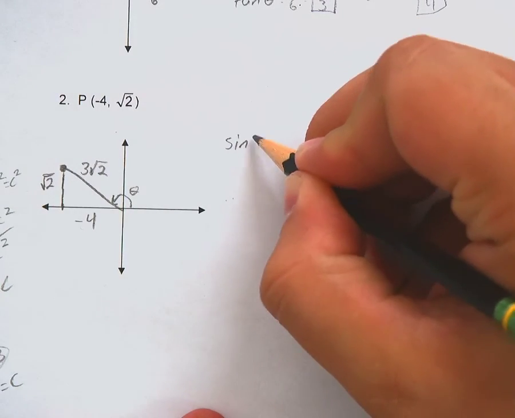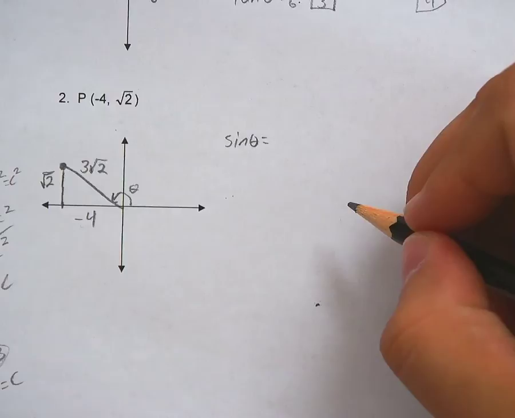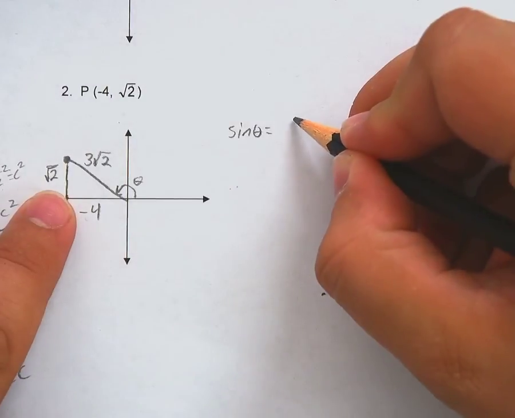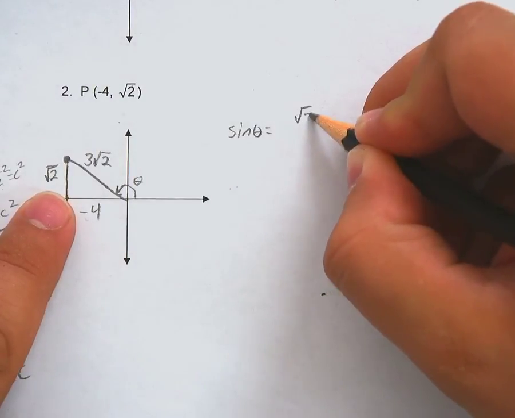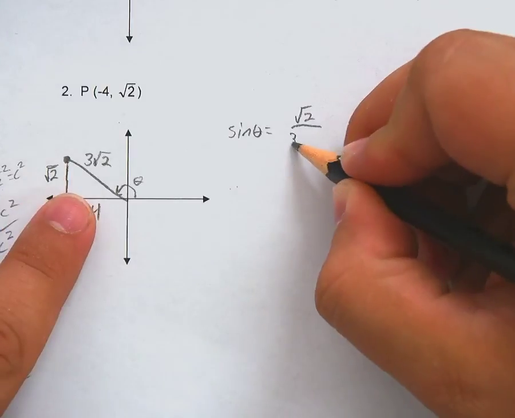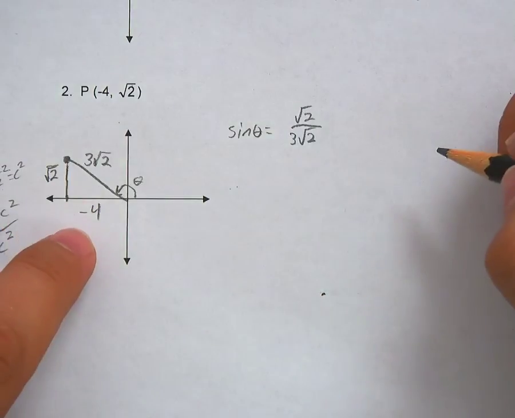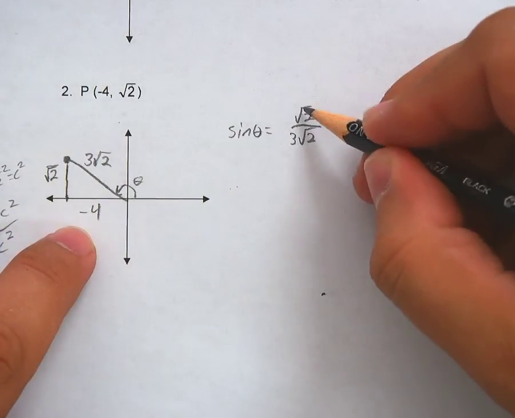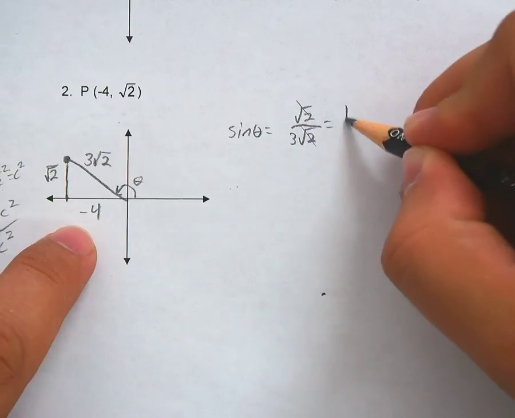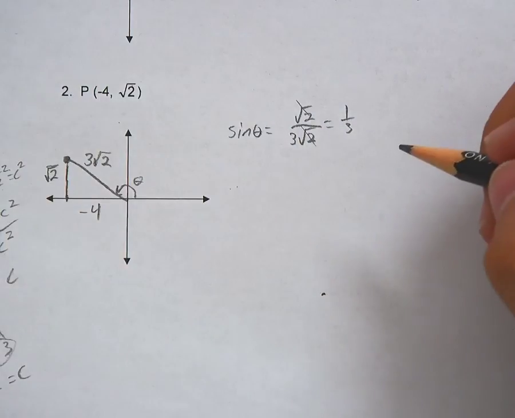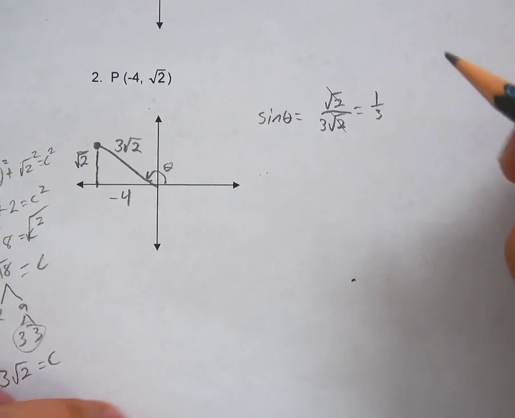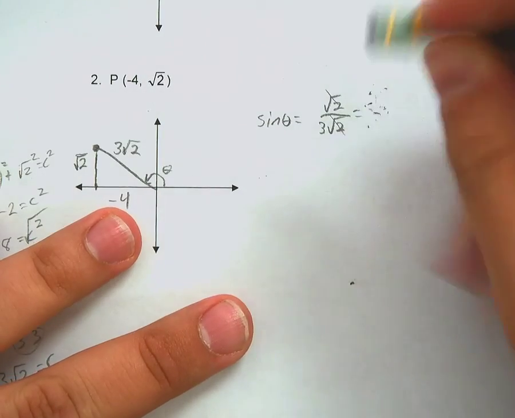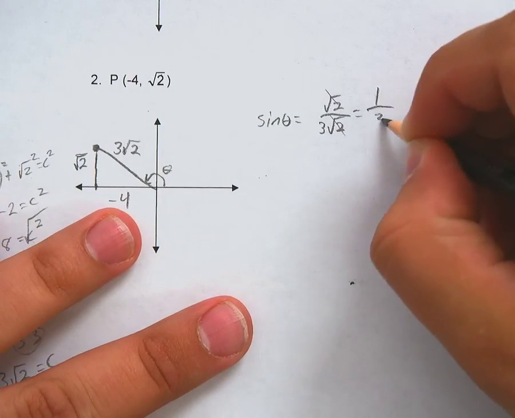So you got sine of theta is y, the square root of 2 over 3 square root of 2, which simplifies to 1/3. Right? I'm going to write that a little bit bigger. 1/3.